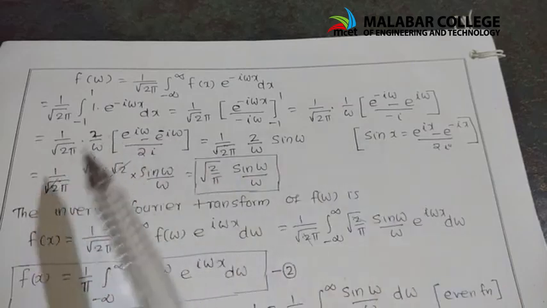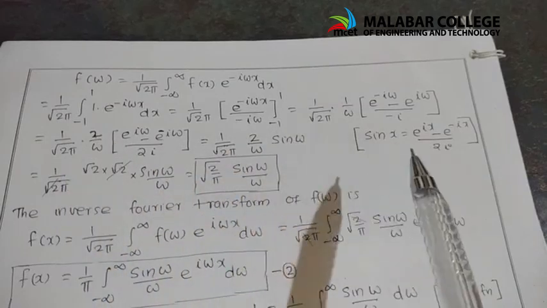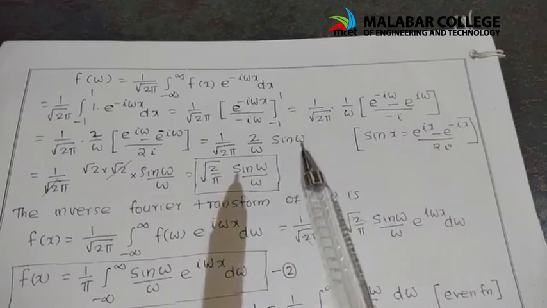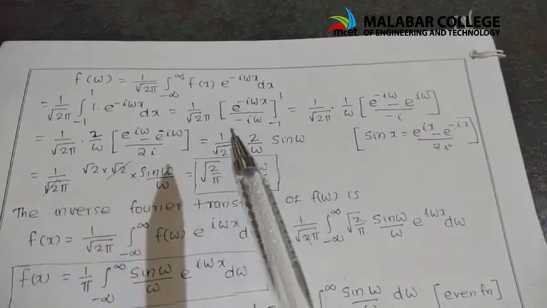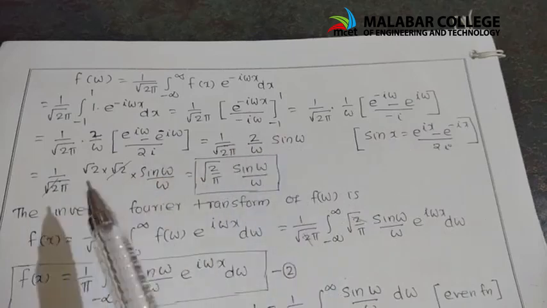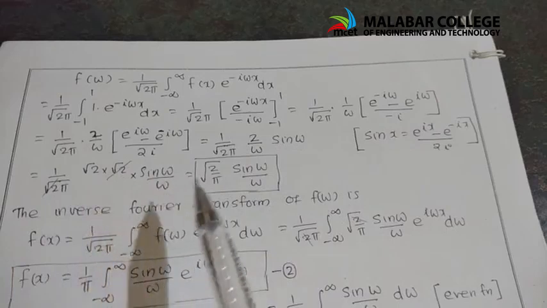So which is 1 by root 2 pi, 2 by omega into this one is sin x. In place of x here we have omega, so it is sin omega here. So which is equal to 1 by root 2 pi. 2 we can write root 2 into root 2. One root 2 is cancelled here. So and sin omega by omega. So what is remaining here?